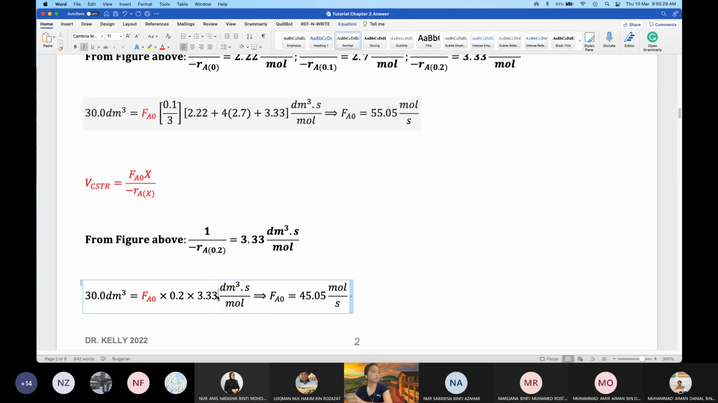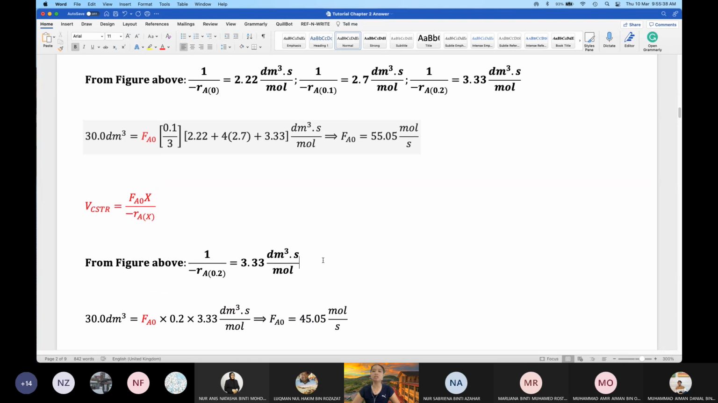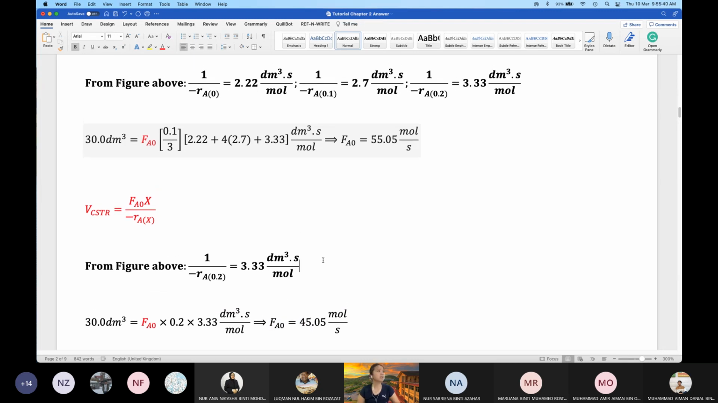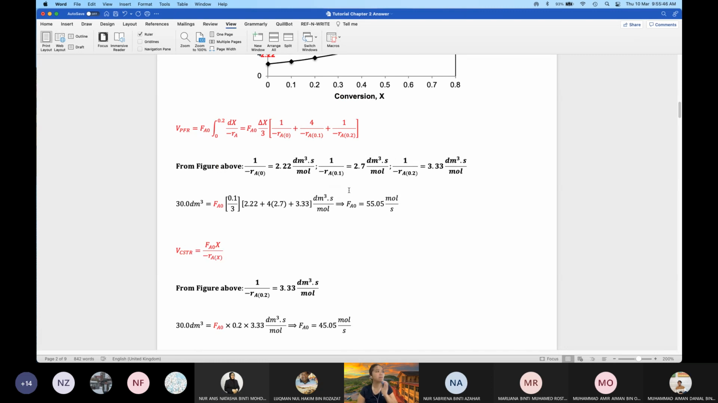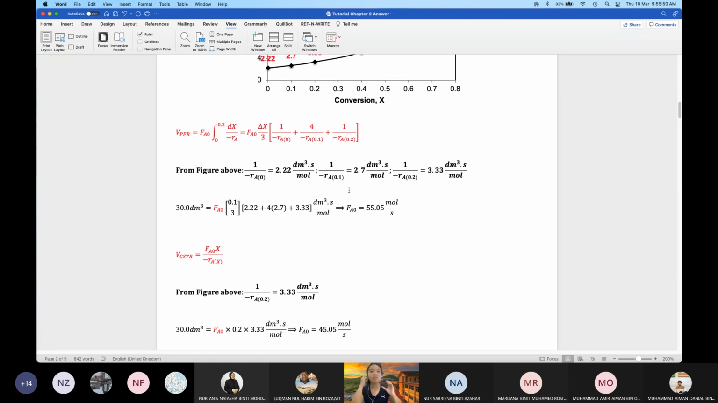So you multiply with 3.33, okay, you are left with only one unknown FA0. You can solve this, you will get your FA0 as 45.05 mole per second. So this question pun sebenarnya tak susah, tetapi you have to understand part yang kamu kena multiply, don't divide. Kalau table tu minus RA, kamu kena bahagi. Kalau plot is 1 per minus RA, you straight away multiply with the value. Then don't forget, you solve it correctly, you get your FA0 answer.